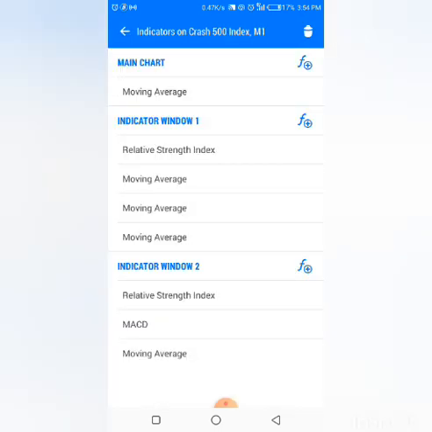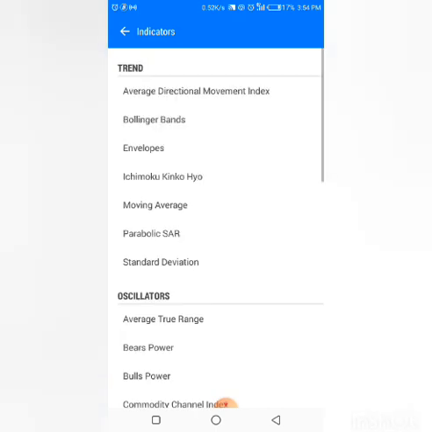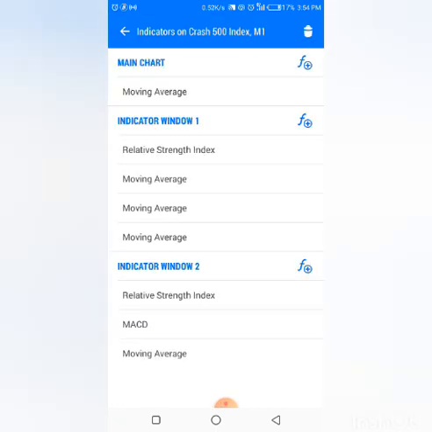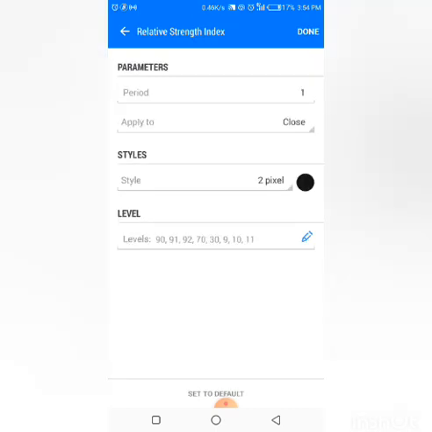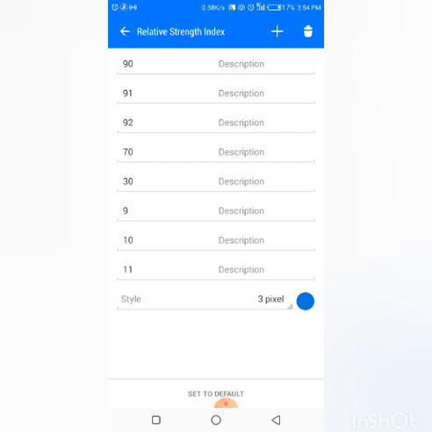If you want to add your indicator window 2, don't click on indicator window 1. Please click on the main chart, F plus here. When you click on F plus, you add your RSI. So our indicator window 2 is an RSI period 1, apply to close. Style should be 2 pixels, I'm using color black. Then levels should be 90, 91, 92, 70, 30, 9 and 10, 11.